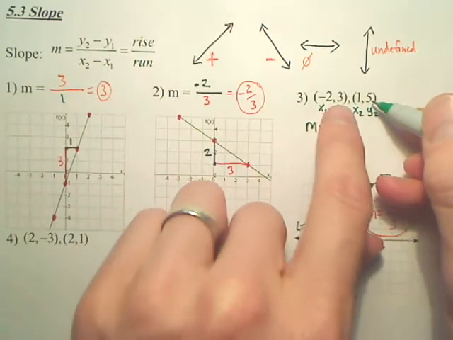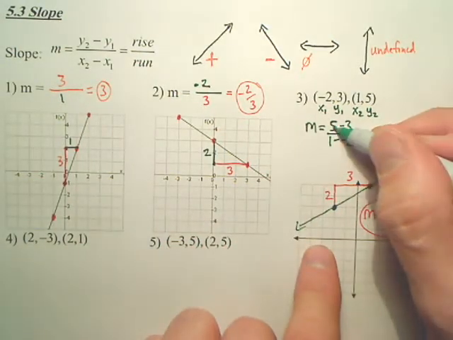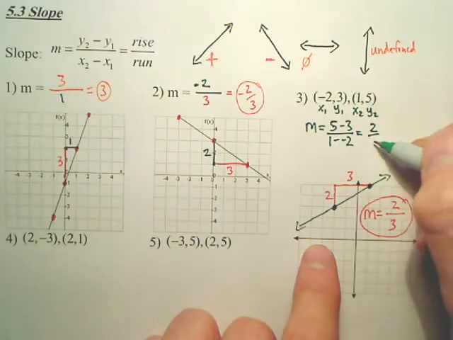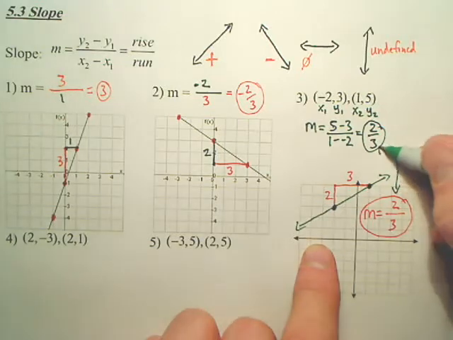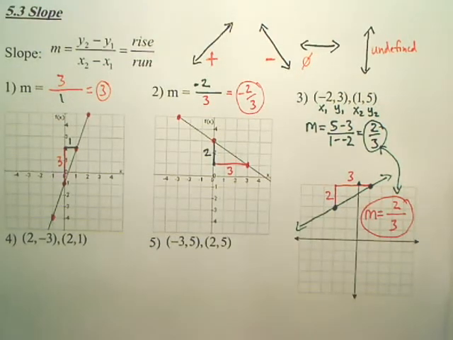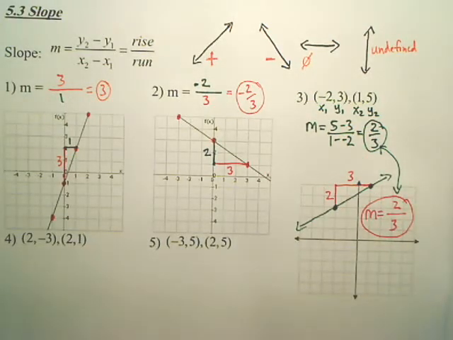Subtract the y's, subtract the x's. 5 minus 3, isn't that 2? 1 minus negative 2, isn't that 3? Aren't those the same answer? Shouldn't they be? I prefer this method. Some of you might need a graph and get used to the graphing method, but doing this formula is actually pretty important in the long run because you don't always have graph paper.